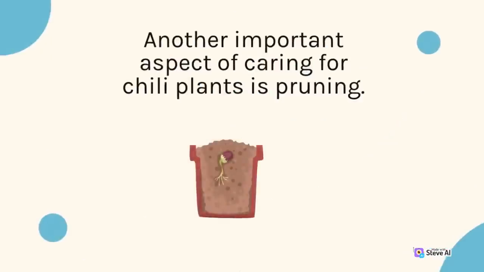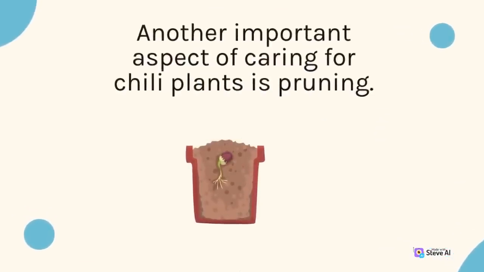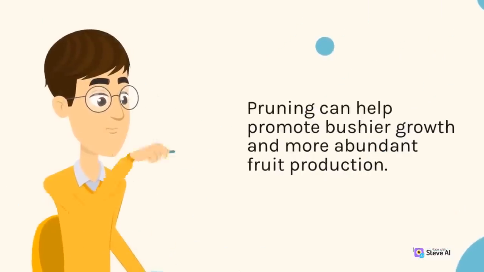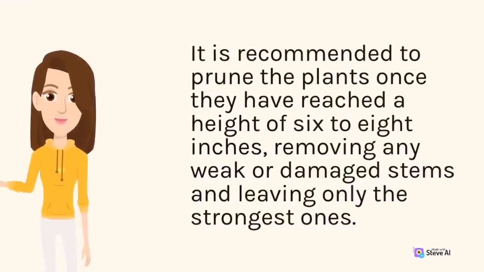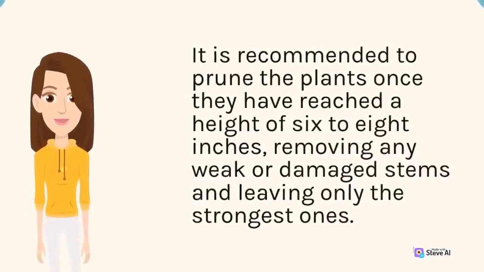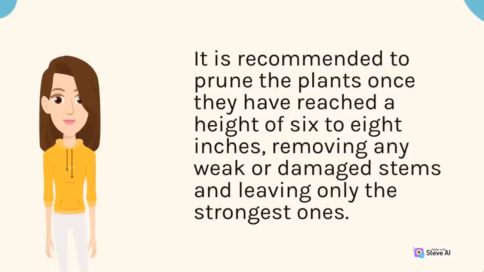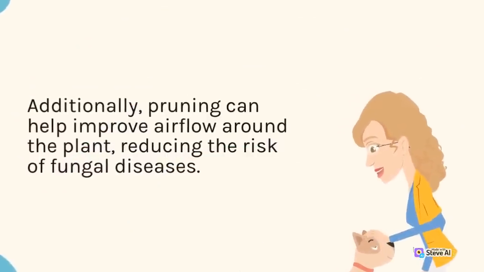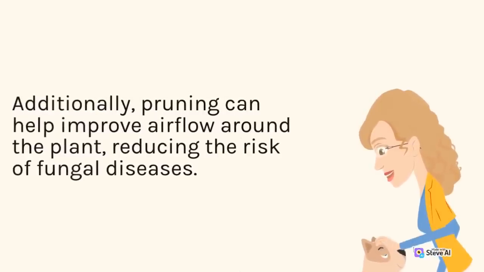Another important aspect of caring for chili plants is pruning. Pruning can help promote bushier growth and more abundant fruit production. It is recommended to prune the plants once they have reached a height of 6 to 8 inches, removing any weak or damaged stems and leaving only the strongest ones. Additionally, pruning can help improve airflow around the plant, reducing the risk of fungal diseases.